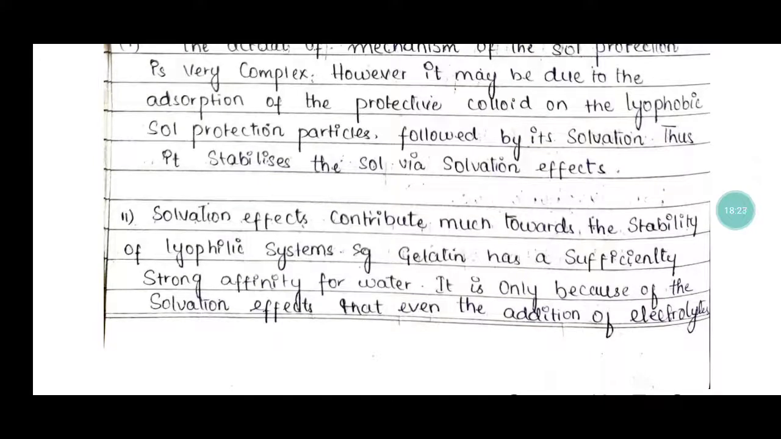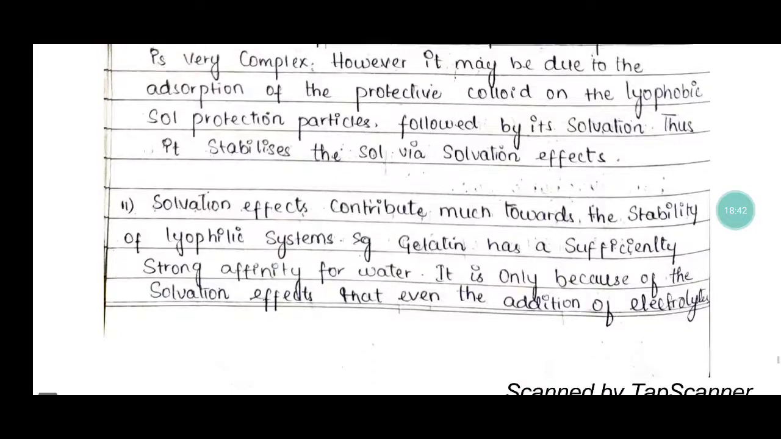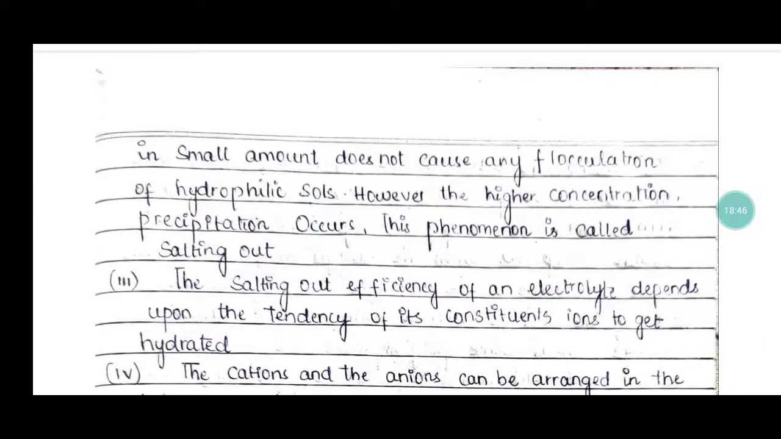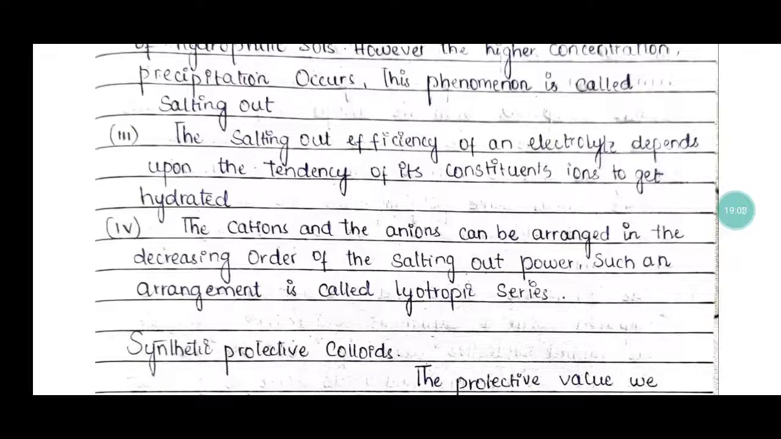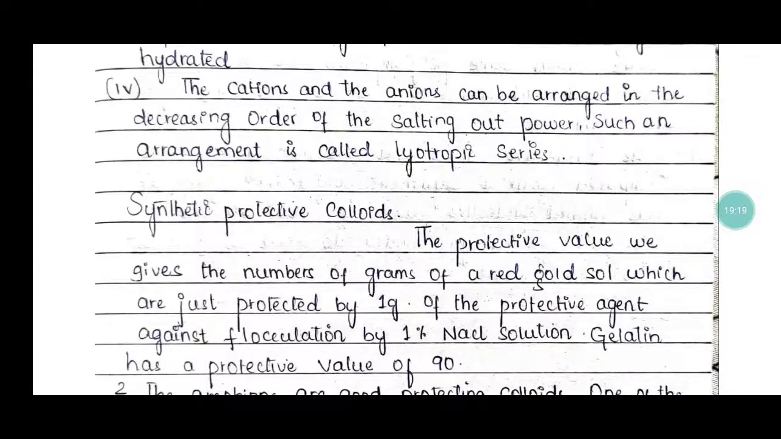Second, the solvation effect can contribute much towards the stability of the lyophilic system. For example, gelatin has a strong affinity for water. It is only because of the solvation effect that even on the addition of electrolytes in small amounts, it doesn't cause any flocculation of hydrophilic sols. However, at higher concentration, precipitation occurs. This phenomenon is called salting out. The salting out efficiency of an electrolyte depends upon the tendency of its constituent ions to get hydrated. The cations and anions can be arranged in decreasing order of salting out power, and such an arrangement is called the lyotropic series.